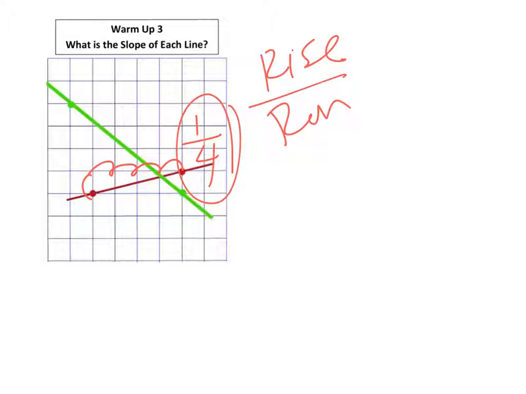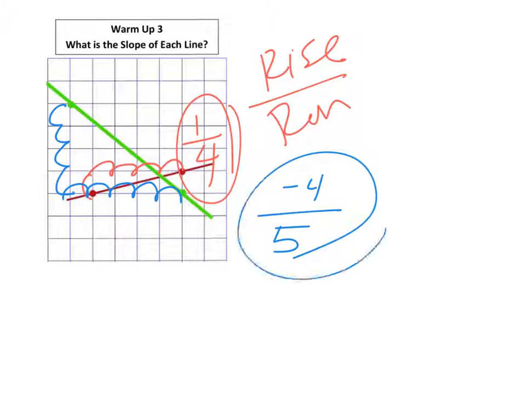The green line is going to be a negative slope. I know that because it goes down going from left to right. And you can see that here. Going left to right, it goes downward. So we're going to go ahead and count then. It goes down by 1, 2, 3, 4. So that's a negative 4. And it goes over by 1, 2, 3, 4, 5. And I can't reduce that, so negative 4/5 is the slope of the green line.